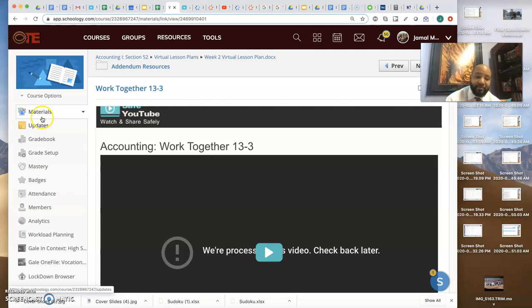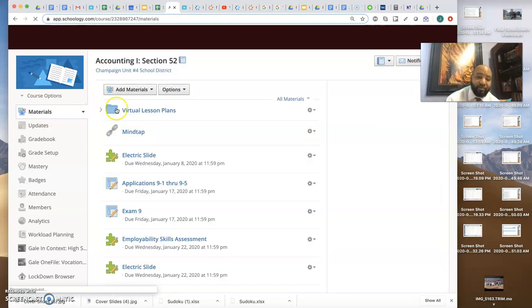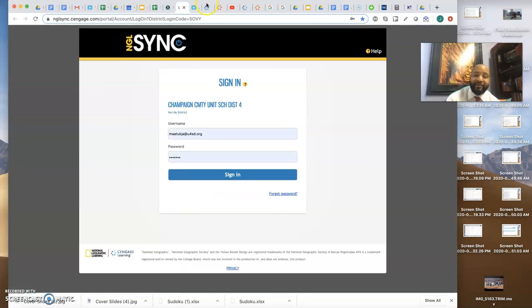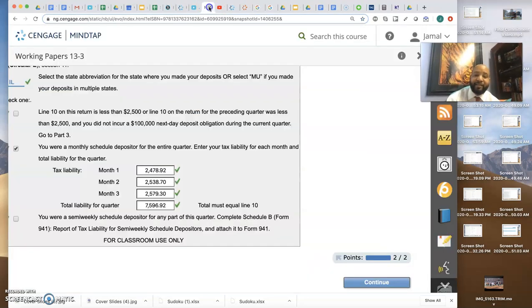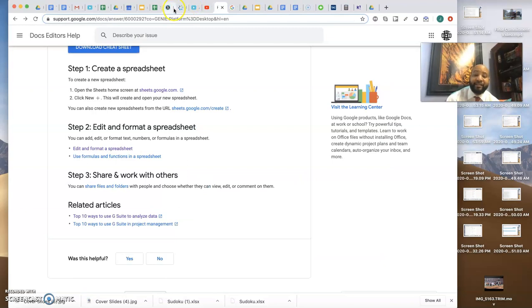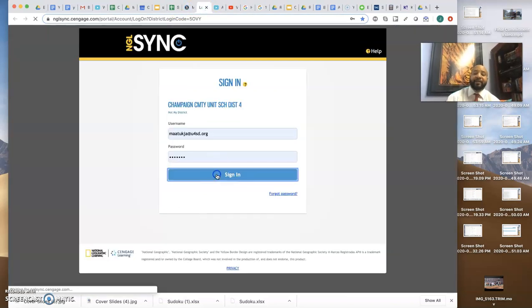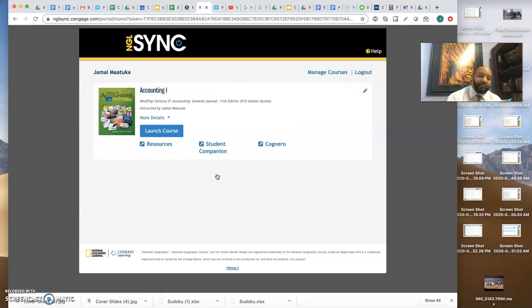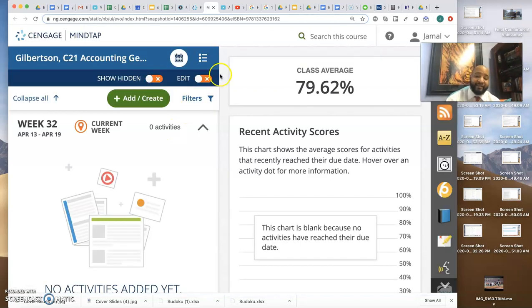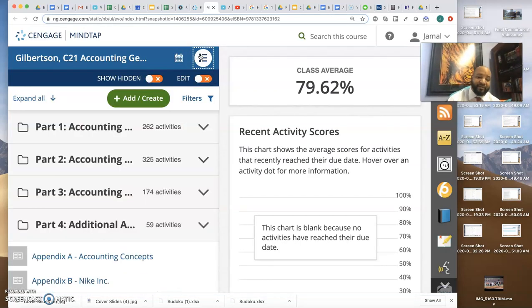All right, so here we go. Let's go to materials. Of course, you get the materials. Go to Mind tab. We get the Mind tab. You got to click on the icon again to get it to open up. I got some old Mind tabs open. I'm going to close them right now because I just got too much stuff open. When you get to Mind tab, let's sign in. And once we sign in, we're going to launch the course. And when we launch the course, we want to go to our icon that gives us the outline view. So let's go to that.